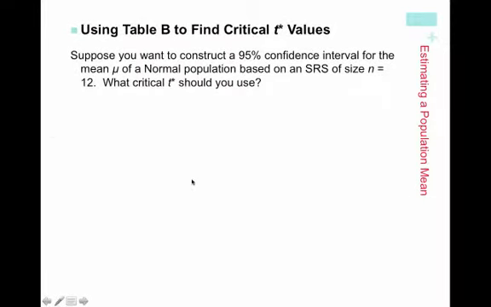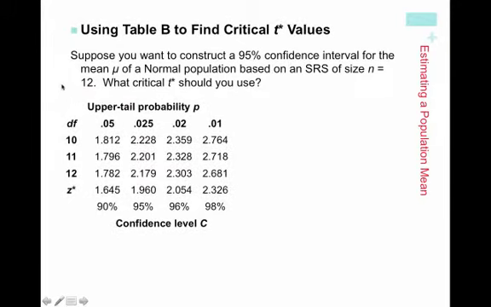So let's do one of these. Let's find ourselves our first t value. Suppose we want to construct a 95% confidence interval for the mean of a normal population based on a simple random sample of size 12. What critical t-score should you use? Well, they don't tell us the standard deviation, do they? We know we need to use t. So we're going to look at the table in the back.